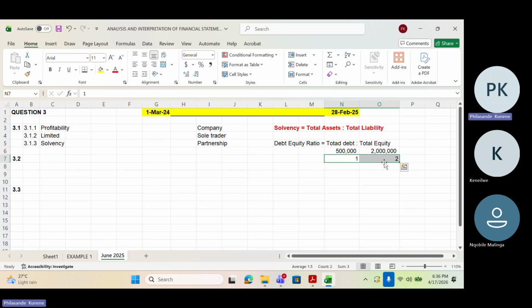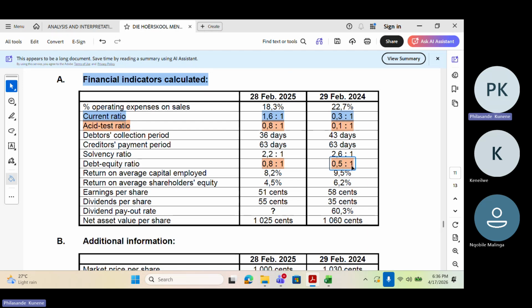I think it's a good thing for the business, right? It's a good thing for the business because we only have half of our total capital as debt, and then the other half is equity. We always want to have more equity than debt, right? Looking at this one, we do have more equity than debt because we have one equity to 0.5 debt.